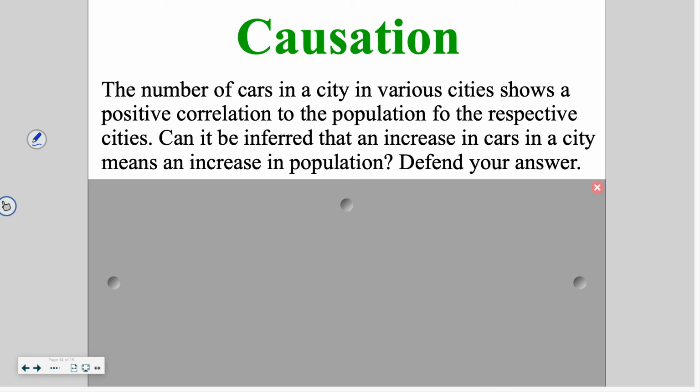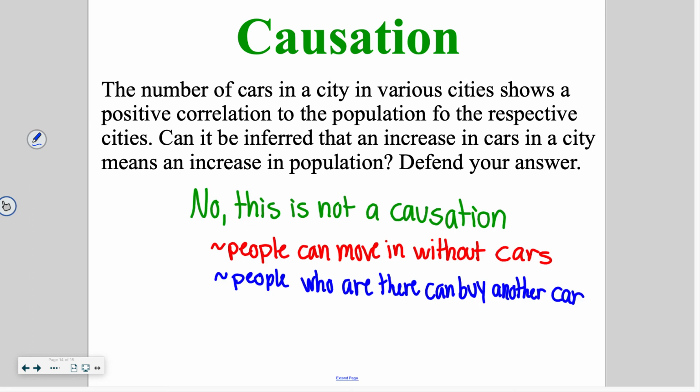Go ahead and try this one on your own. Again, this is not a causation. A couple of different things you could have said: people could move into the city that don't have cars, or people who are currently in the city could buy more cars. So they could change without actually having this direct relationship change.